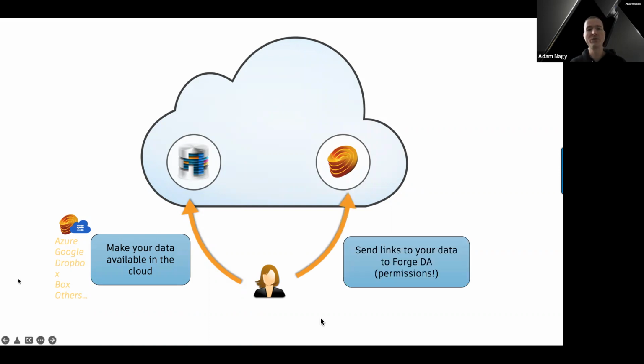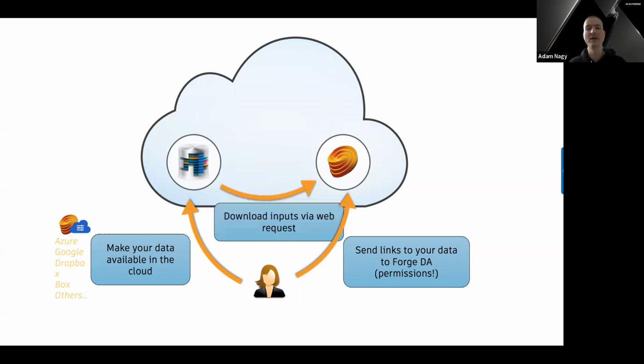So once your source files are up on the cloud, then you have to send those links to the Design Automation service, including the permissions. So you either create, for example, a pre-signed link to your given file, which anyone with the link can download, or if it still requires an access token, you can also provide that for the file for the Design Automation service so that it will be able to download the file.